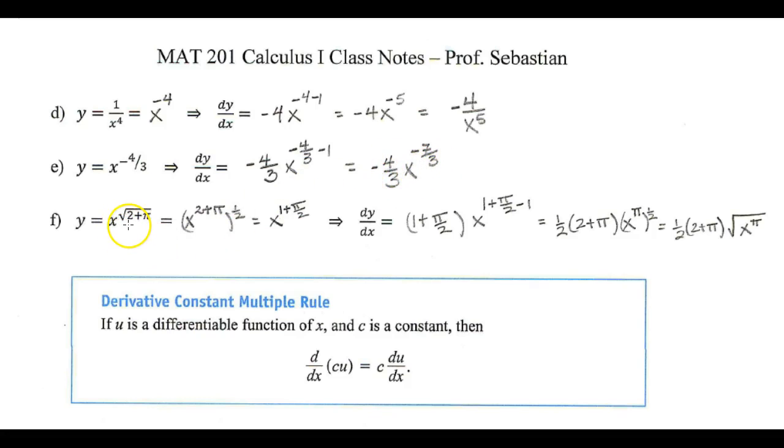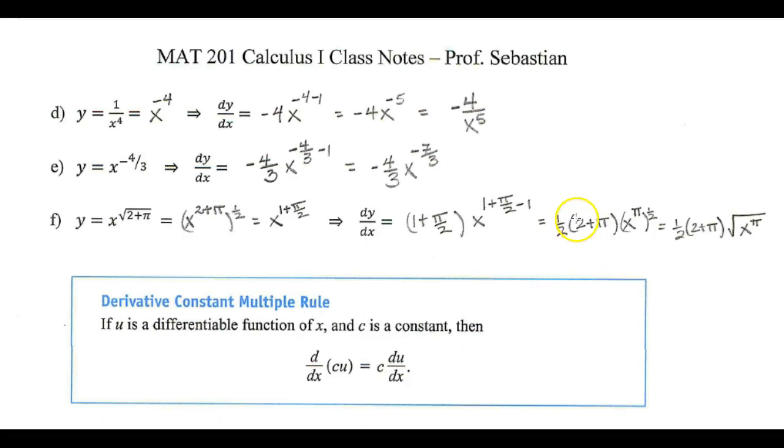Part F: x to the square root of 2 plus pi. What I could do is just bring the square root of 2 plus pi down, etc. But notice that x to the square root of 2 plus pi is the same as x to the 2 plus pi to the 1/2. When I distribute the 1/2 through, that's the same thing as x to the 1 plus pi over 2. So the derivative of that is bring that power down, 1 plus pi over 2, x to the 1 plus pi over 2 minus 1. So that's 1 plus pi over 2 times x to the pi over 2.